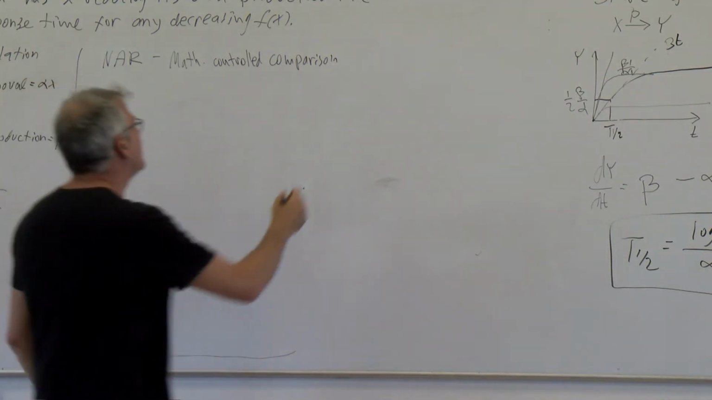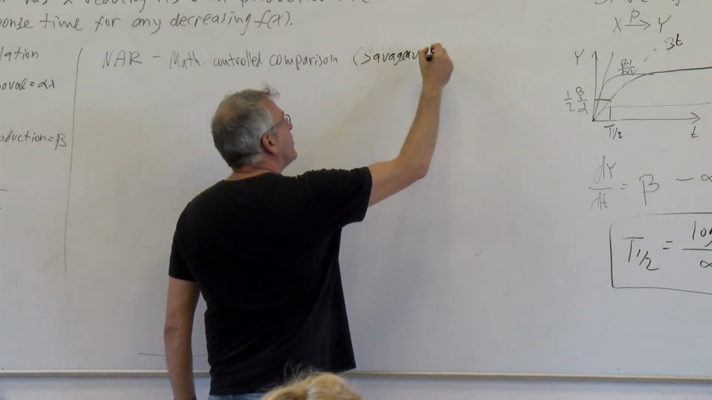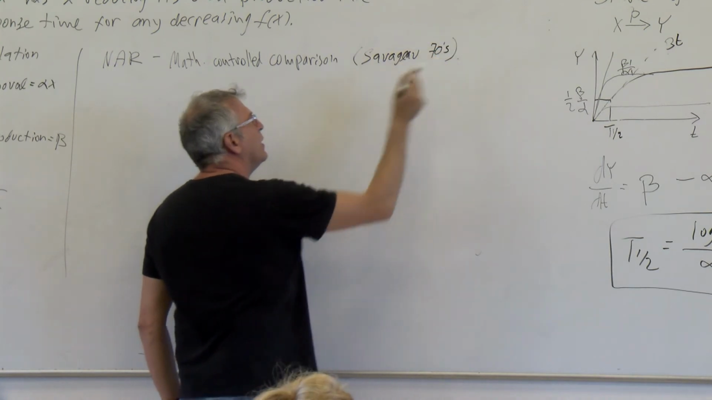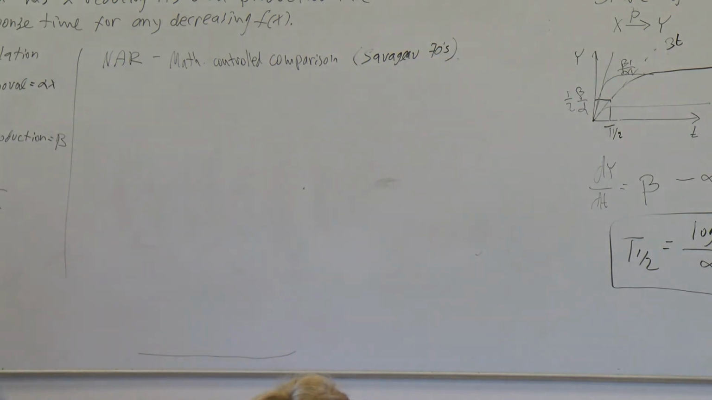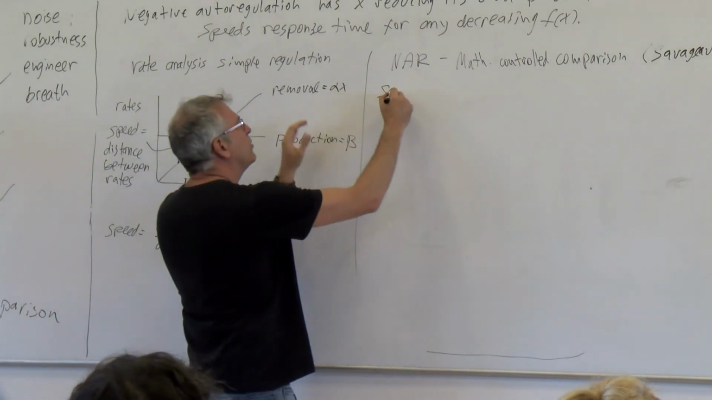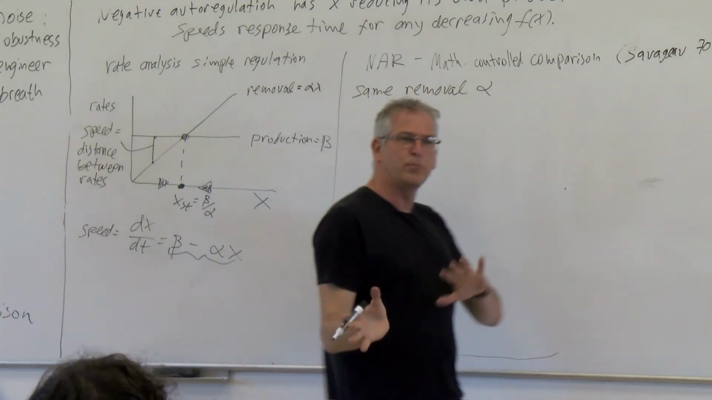This idea was pioneered by Michael Savageau, who was a really important pioneer of systems biology in the 70s. It was ideas from engineering. So how can we do mathematically controlled comparison? So first I'm going to say this, we're going to have the same removal rate. So if it's a stable protein, it's a stable protein.